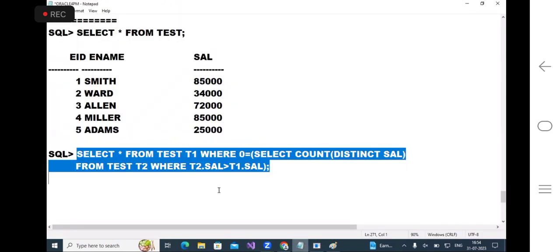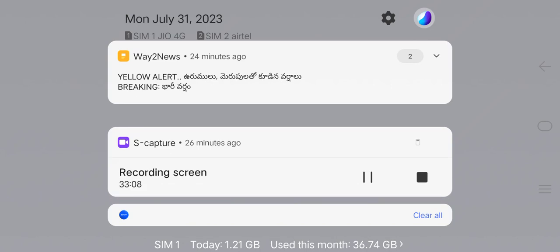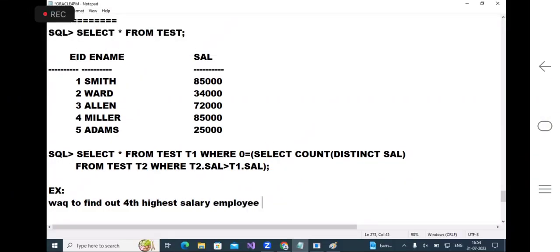Same as this, suppose I want to ask one more question, right down below. Write a query to find out the fourth highest salary employee details by using a correlated subquery.